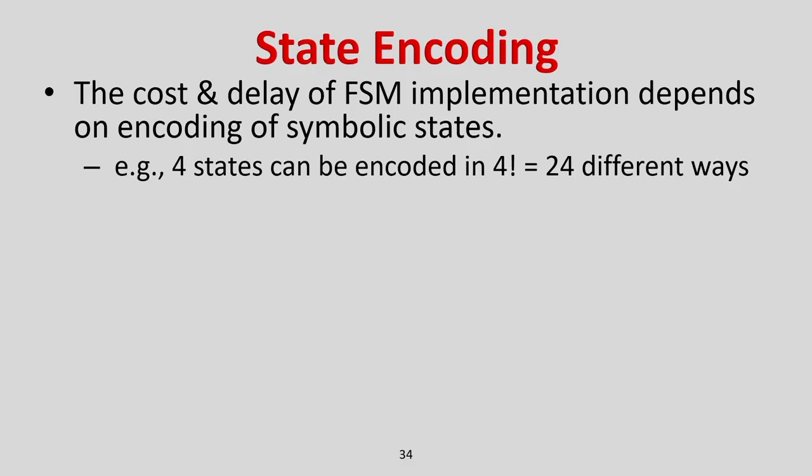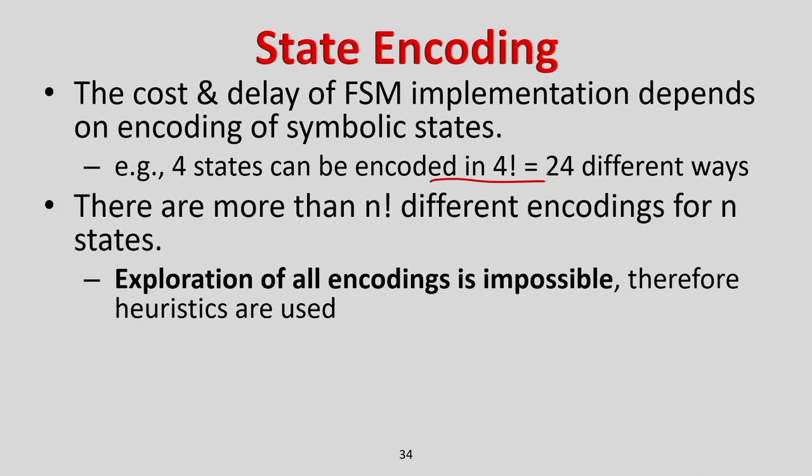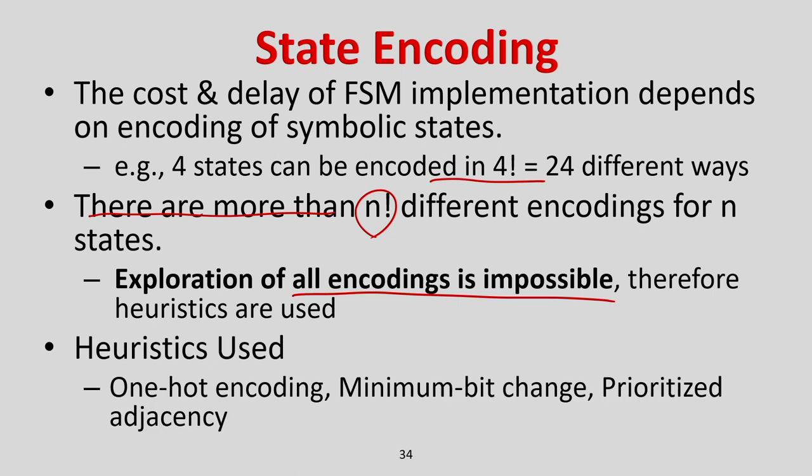If you look at state encoding, the cost and delay of FSM implementation depend on the encoding of the symbolic states. The same thing, 4 states can be encoded in 4 factorial ways, 24 different ways. In general there are n factorial different encodings for n states, and exploration of all encodings is impossible. Therefore, in general we use some heuristics. Why explore all if it is exponential? The heuristics are one hot encoding, minimum bit change encoding, or prioritized adjacency encoding. We will discuss all 3 encodings.